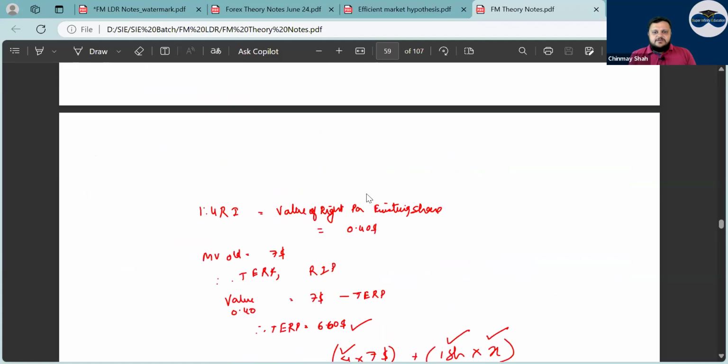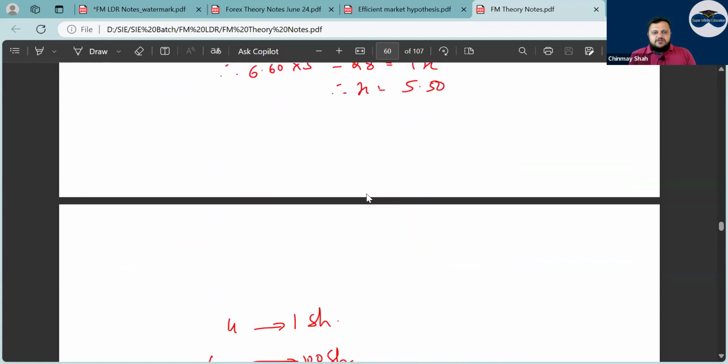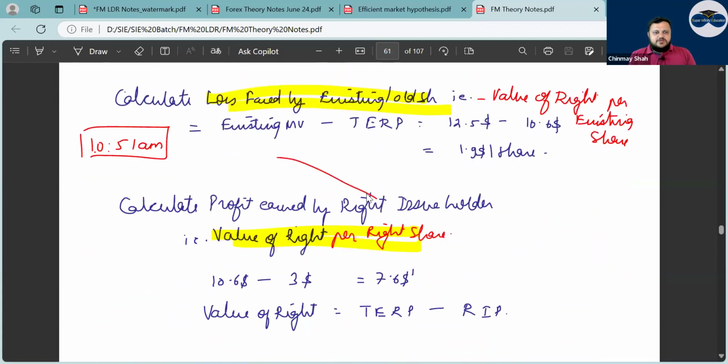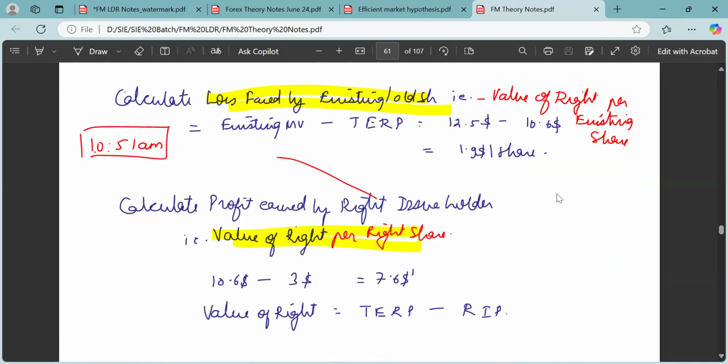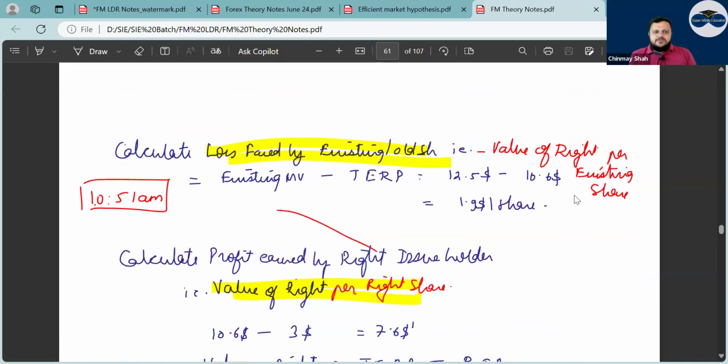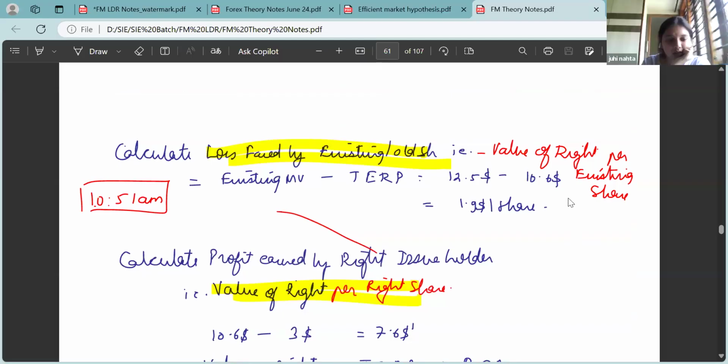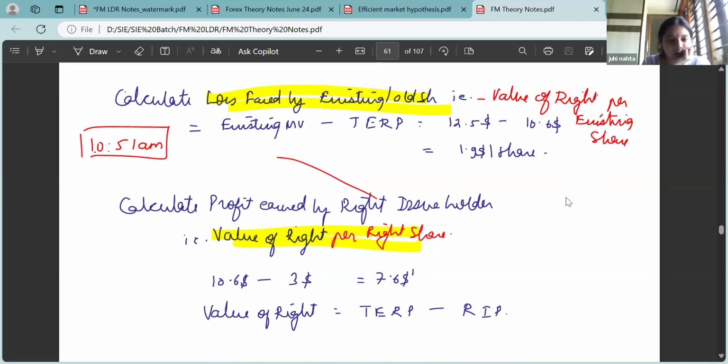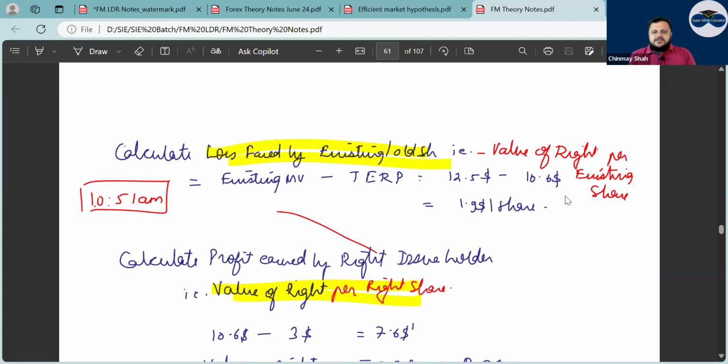And value of right per existing share, how do you calculate? Tell me. What is the formula? TERP minus right issue price. TERP minus what? Right issue price. Correct. That is value of right per right share.